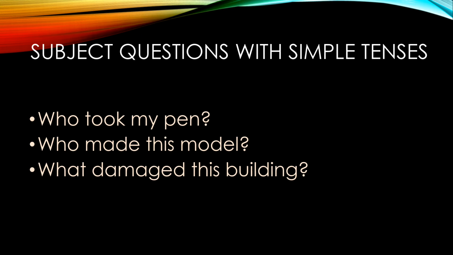Who took my pen? Who made this model? What damaged this building? All of these examples are simple past tense. And you must have noticed in the previous slide also that we have not used do or does in these questions, and on this slide you can see that we have not used did.